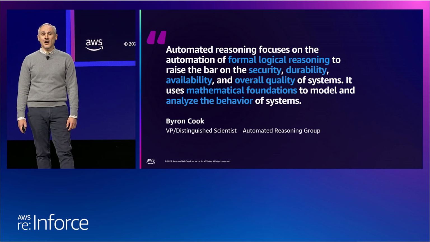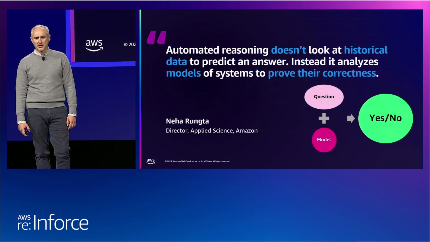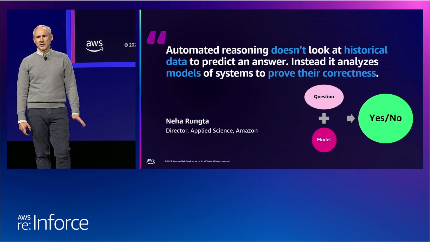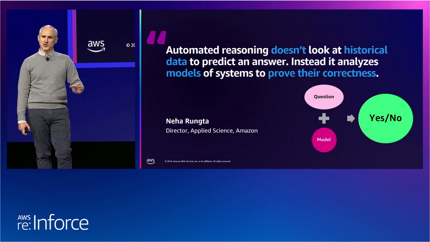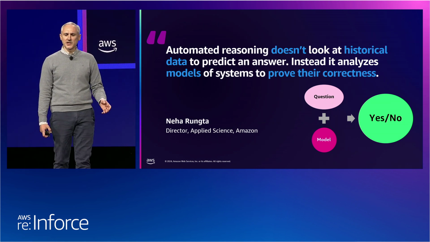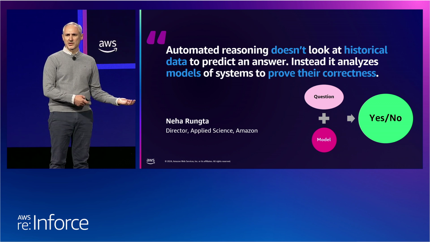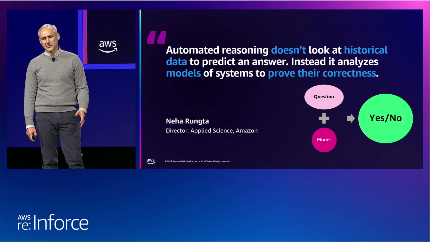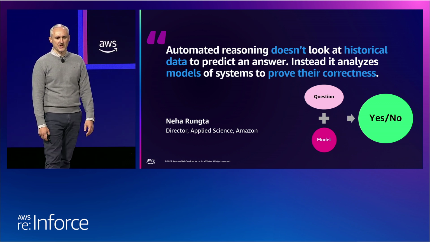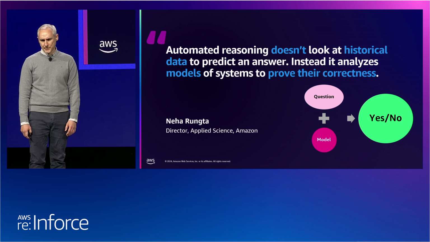So what is not automated reasoning? Automated reasoning doesn't look at historical data of a system to predict future behavior. We're really using formal models of the system, and we're analyzing the models to prove the correctness of the model and hence of the software that's modeled. And I was quoting Neha Rungta, who is the director of applied science for Amazon.